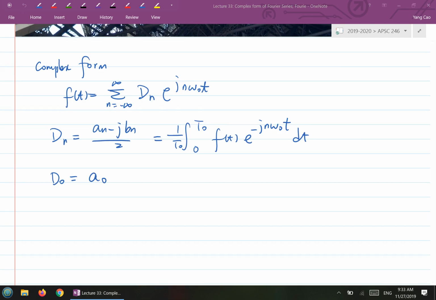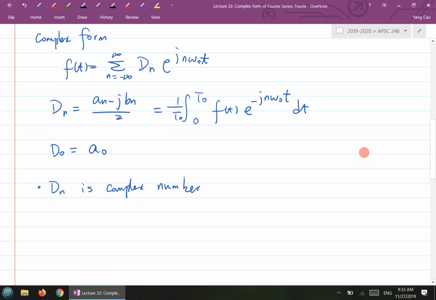Now, first of all, a few comments here. The dn here is, in general, a complex number, but I'll show you a very special case where it could be just a real number. Because this is complex, it needs to combine somehow so that you end up with a real function, right? And you can calculate the magnitude of dn to give you the so-called amplitude spectrum.